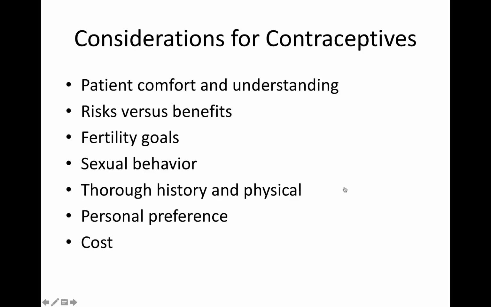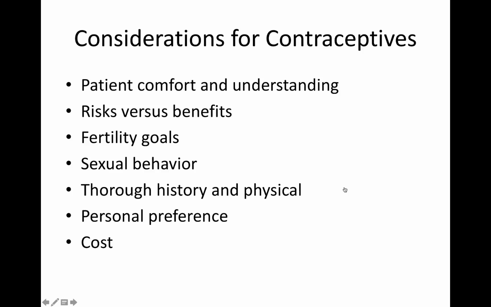Now that we have a basic understanding of how pregnancy happens, we will move into talking about the methods and strategies for prevention. There are a lot of different contraceptives available, and there are many factors that we need to consider when choosing the best one. Obviously, patient comfort and understanding is important, and we want patients to use the products appropriately. It's also important to know the risks and benefits of each product.